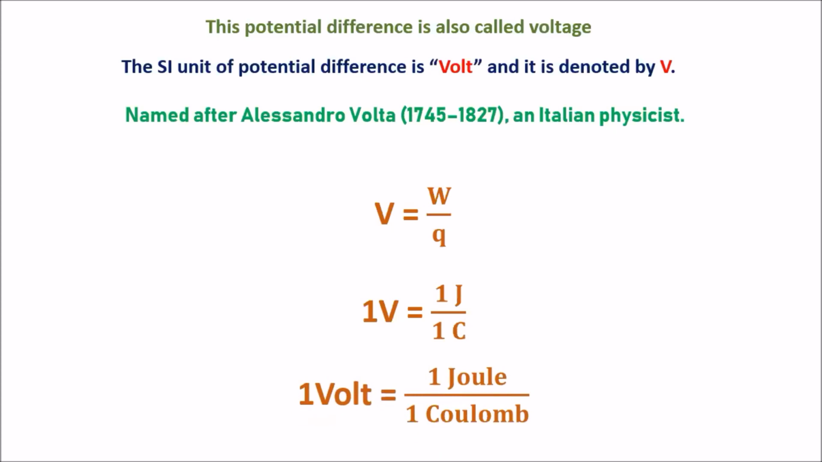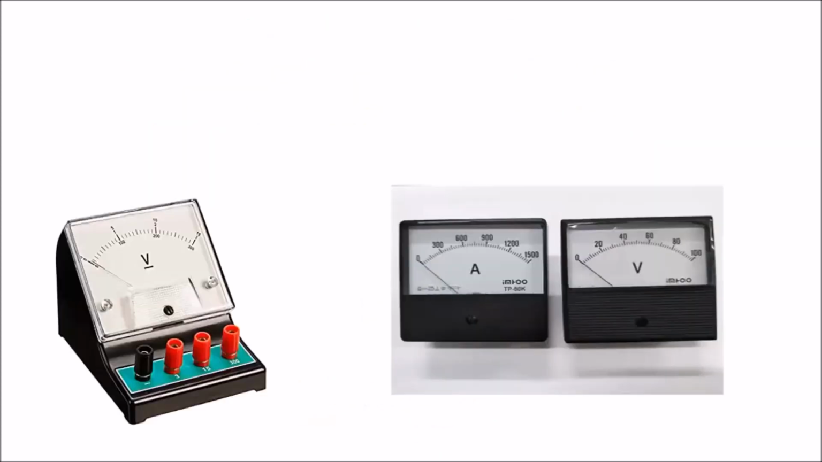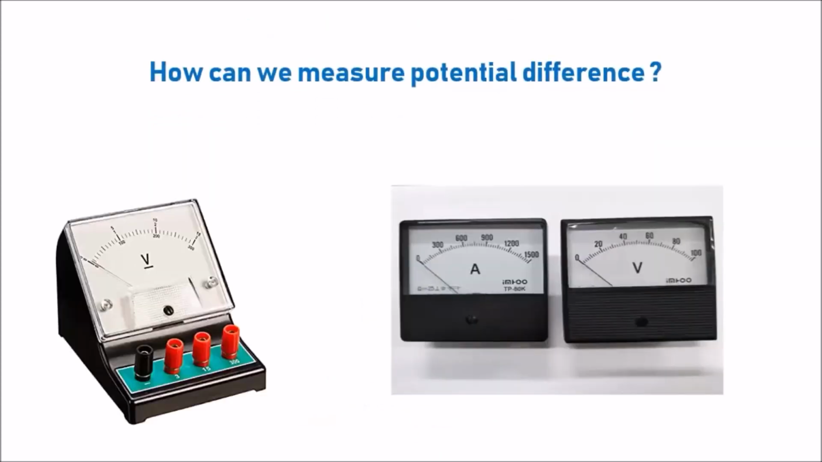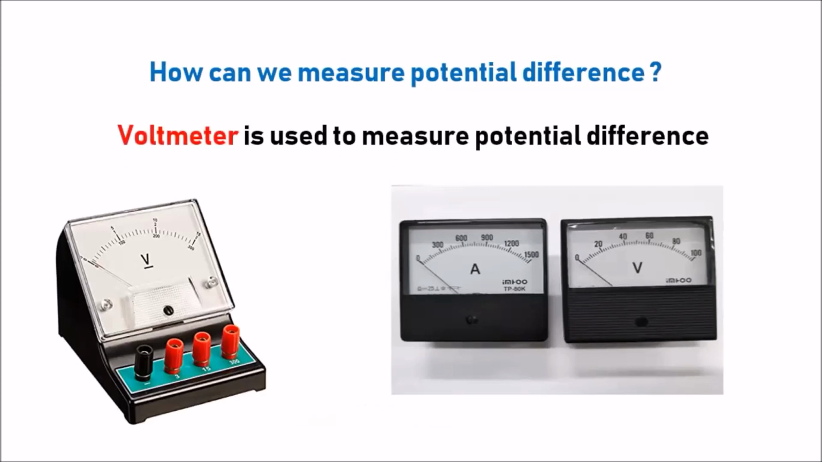1 volt is equal to 1 joule by 1 coulomb. Now, how can we measure potential difference? Voltmeter is used to measure potential difference. You can see pictures. Voltmeter, ammeter look same.